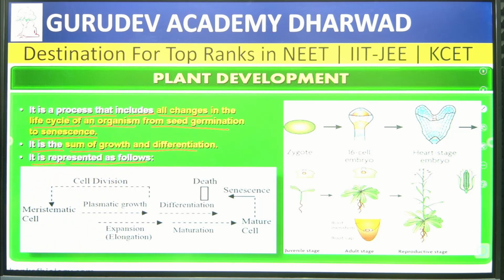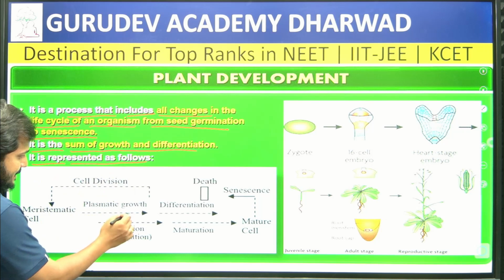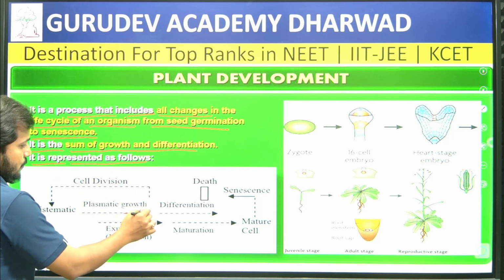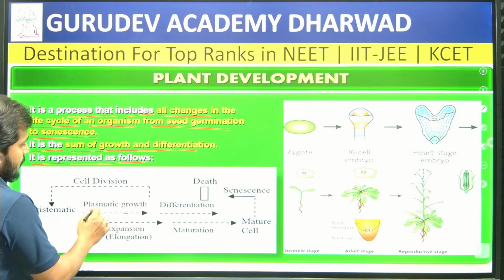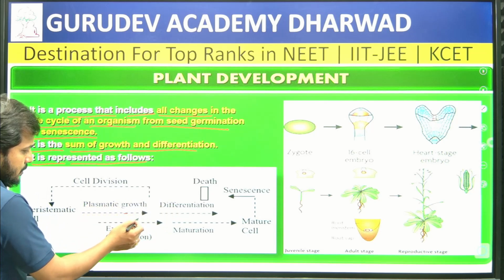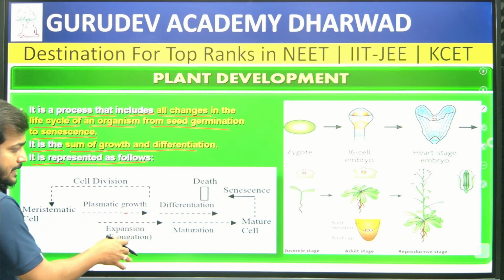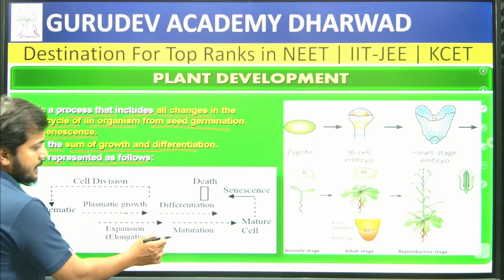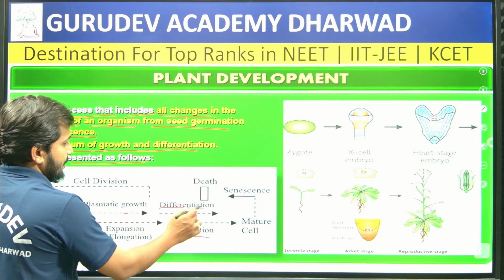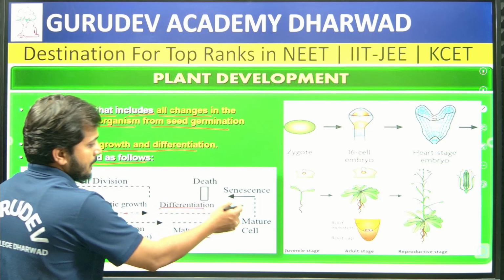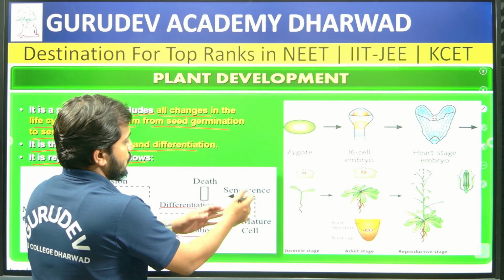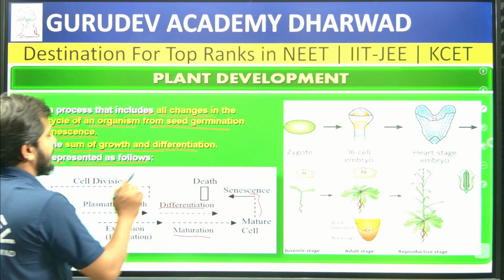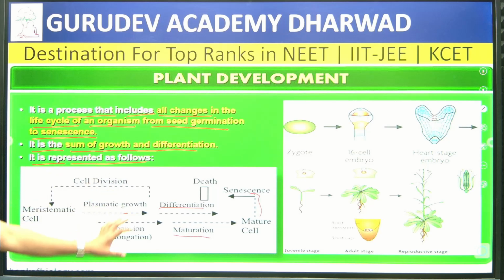So what we know is that meristematic cells divide, right, and this division leads to differentiation; we call it plasmatic growth. Even expansion or elongation is going to take place. The elongated cells are going to mature and differentiate, right? In a later period, they will become mature, go through senescence, and there will be death. So like that, you can find out the flow of plant development.